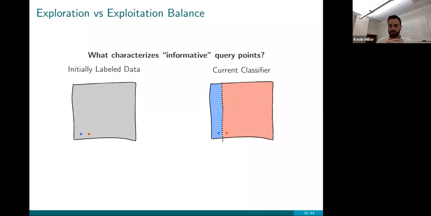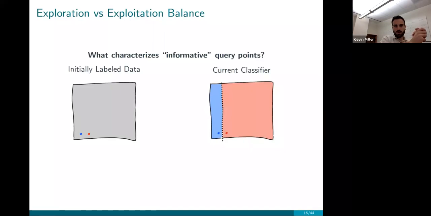Well, this comes down to this balance between what I'll call exploration versus exploitation, which is a similarly named problem in reinforcement learning, if you've heard of that. It kind of comes down to trying to answer the question, what characterizes informative query points? So I think this can be illustrated with the following little toy example.